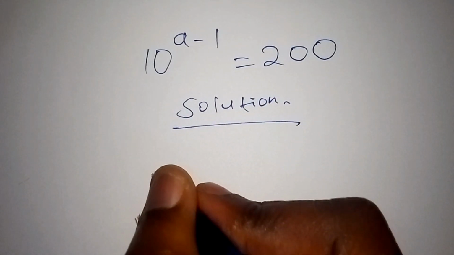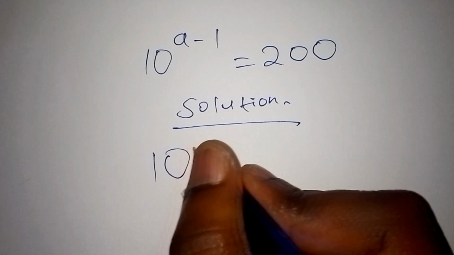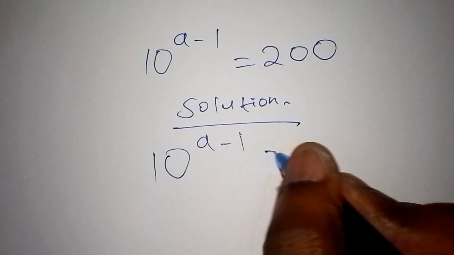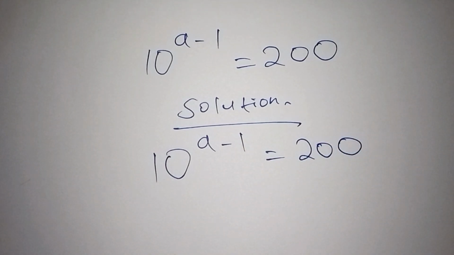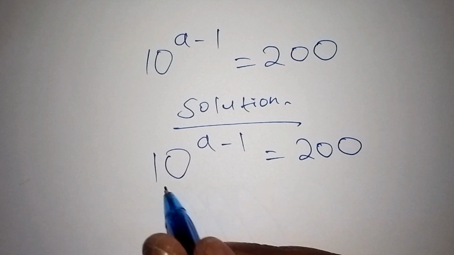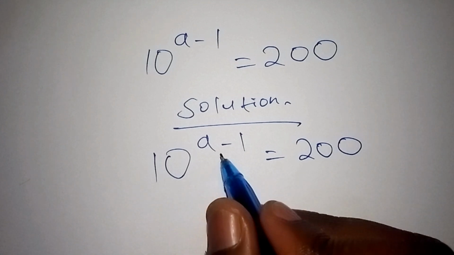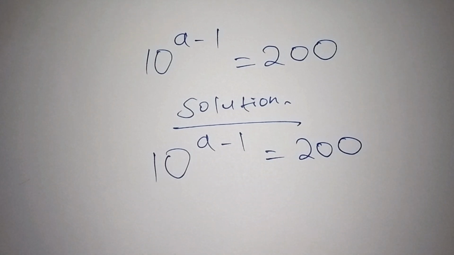So we have 10 here. 10 to the power of a minus 1 is equals to 200. So we need to express 200 to the base of 10, because 10 is a base and a minus 1 is an index. That means that now we need to introduce the log from both sides.